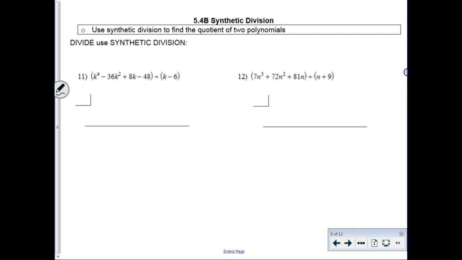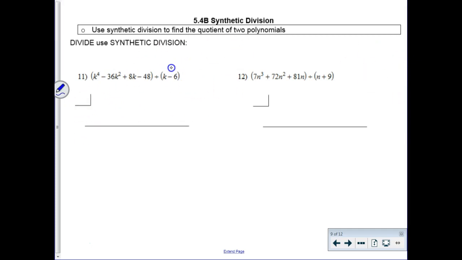And now there's synthetic. So you must have the proper method during each section. Someone asked me if they could check their work by doing synthetic on the long division one, and I said sure. But I don't know if you need to do that much work, or maybe you won't have time to do that much work, so be careful.